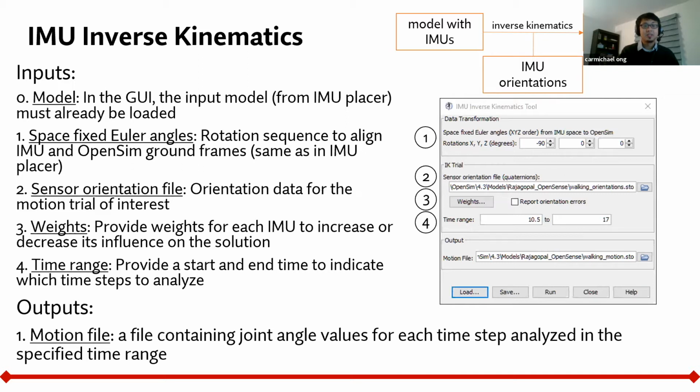Second is the sensor orientation file, or the orientation data for the motion trial of interest. Third, you can optionally provide weights for each IMU to increase or decrease its influence on the solution. And finally, time range. So you can provide a start and end time to indicate which time steps to analyze. And the output of all this is a motion file that contains joint angle values for each time step analyzed in the specified time range.